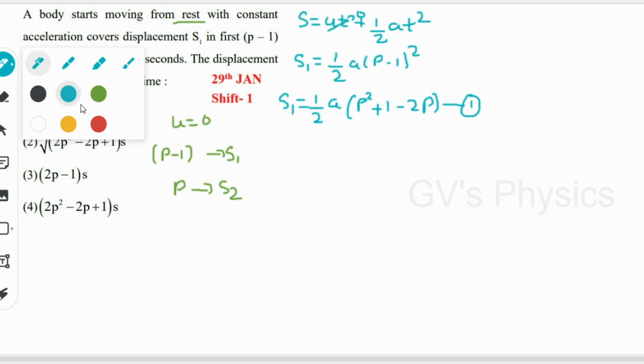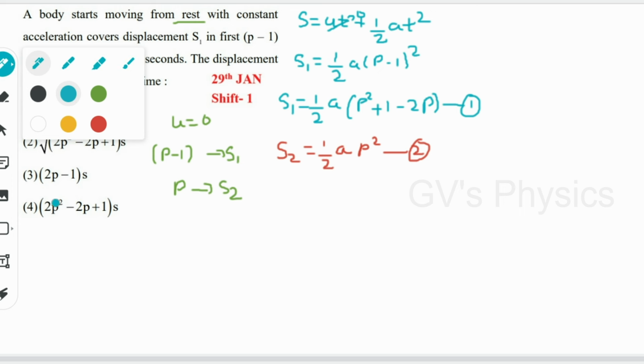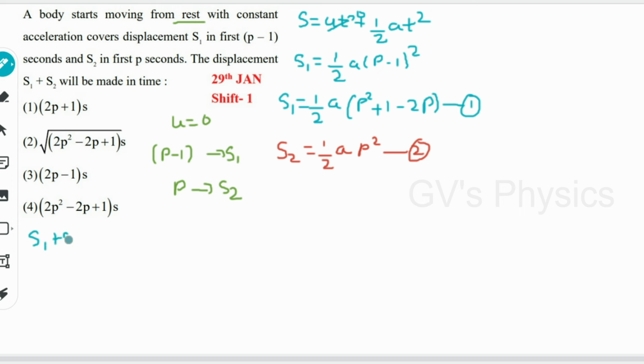Now we will substitute the condition for the second equation, which is displacement S2 is equal to 1 by 2a and the time is p square. This is equation number 2. The question is the displacement S1 plus S2 will be made in time. So we have to add both the equations. If we add, S1 plus S2 is equal to 1 by 2, and a is common, and the balance is p square plus 1 minus 2p and plus p square.